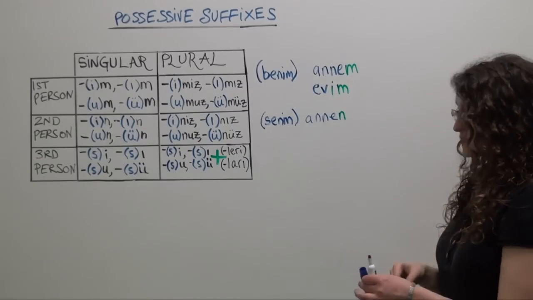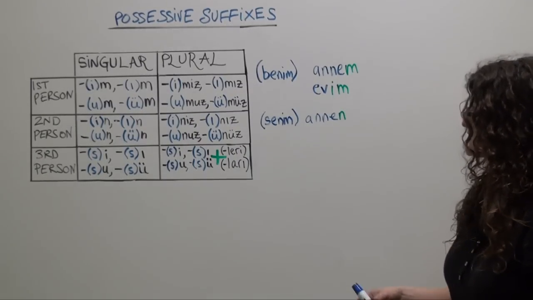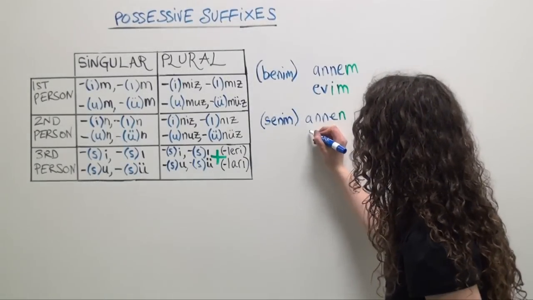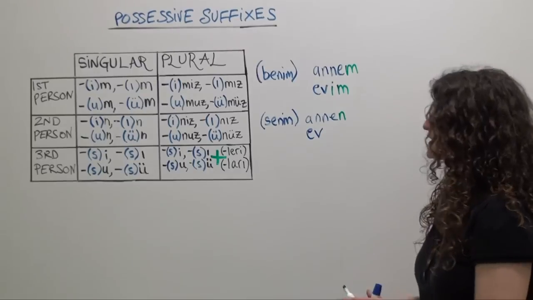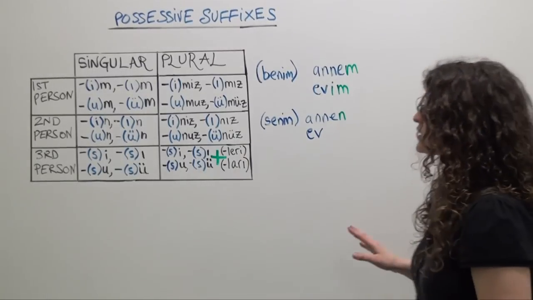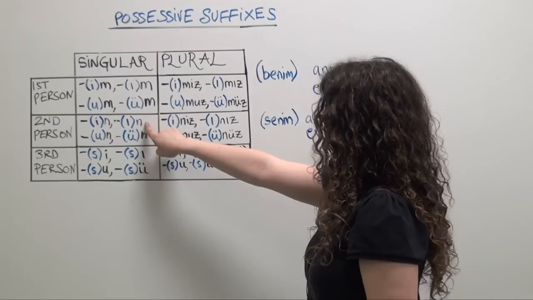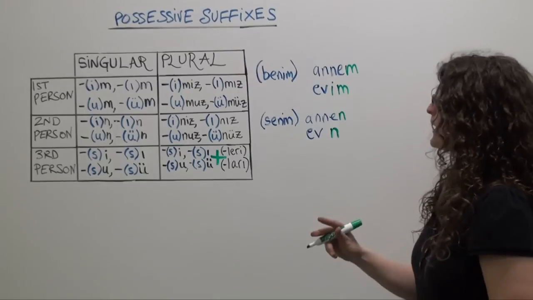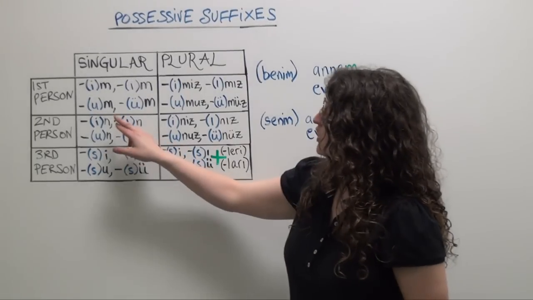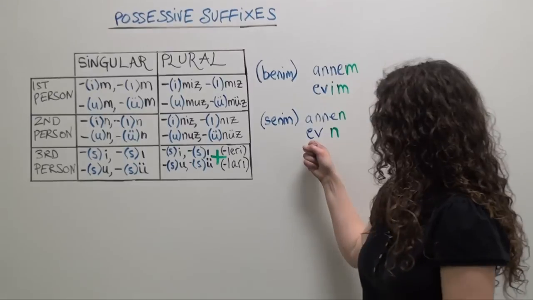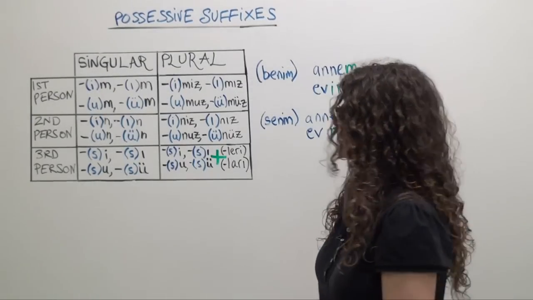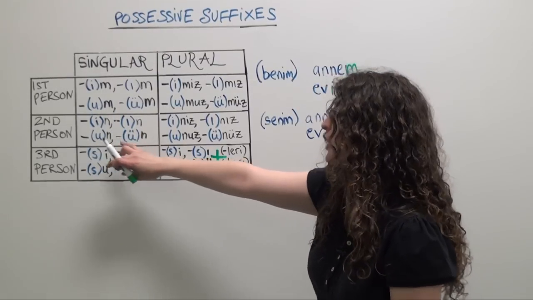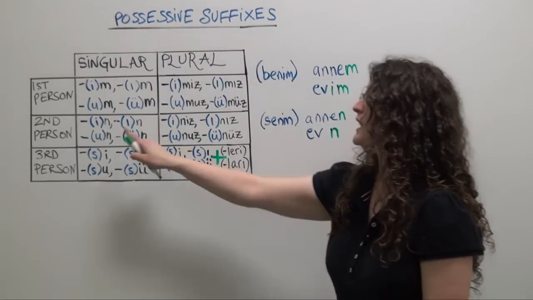Let's see what happens when we are attaching a possessive suffix to a noun that ends in a consonant. So as we saw up here, let's take ev, the Turkish word for house. We want to say your house. We are going to add the possessive suffix for the second person singular, n. But again, we're going to buffer it by choosing the vowel that corresponds best with e according to the rules of four-way vowel harmony. So we have in, ın, un, and ün. For ev, we're going to choose in.